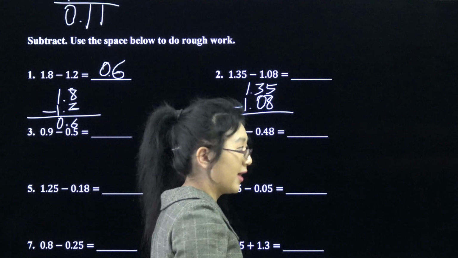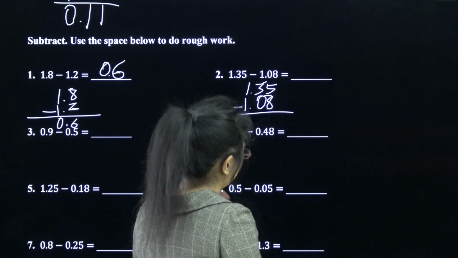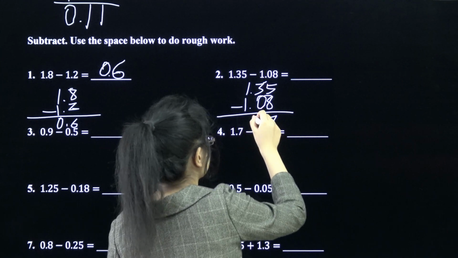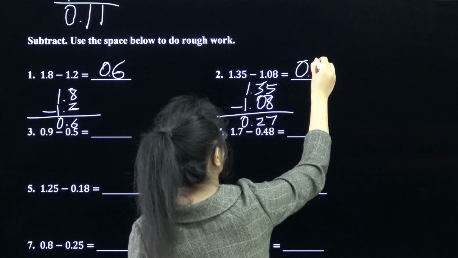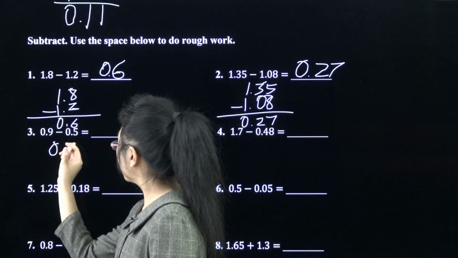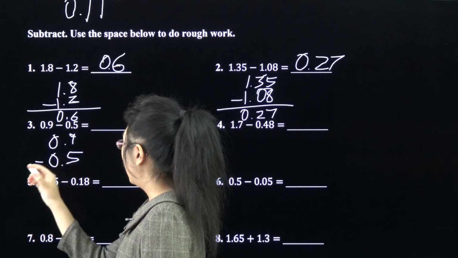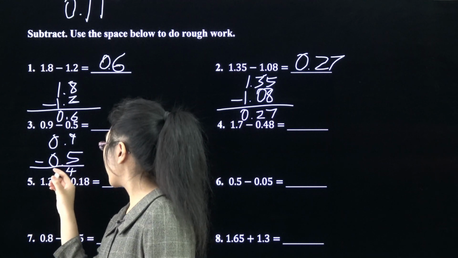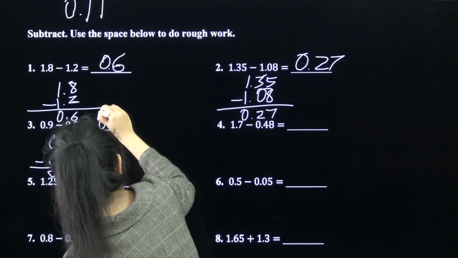5 minus 8, you can't really do that, so you have to borrow, quote unquote, from the next number. 15 minus 8 equals 7. This number is a 2. 2 minus 0 equals 2. 1 minus 1 equals 0. So then this would be 0.27. Over here we have 0.9 minus 0.5. What's 9 minus 5? 4. And then we just drag this over because there's nothing to subtract here. Equals 0.4.